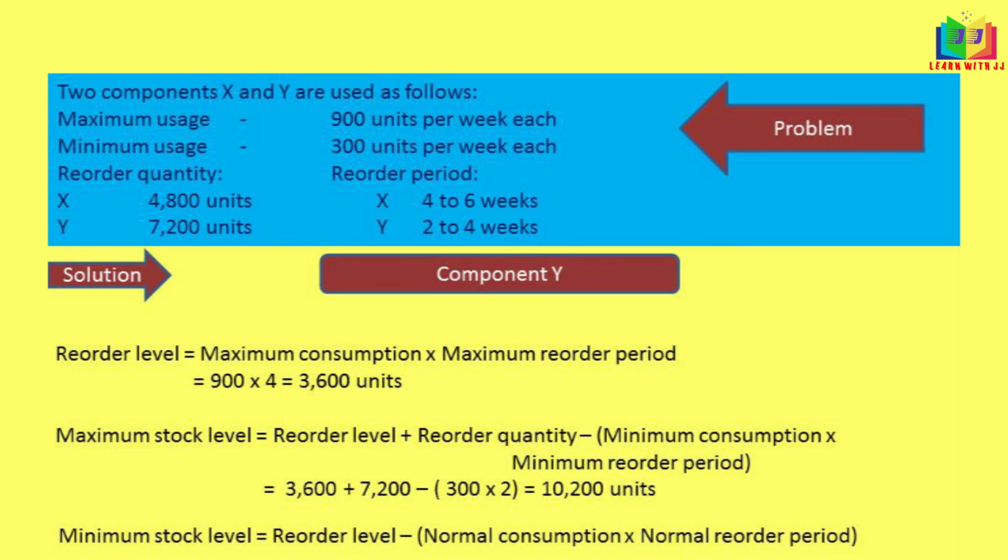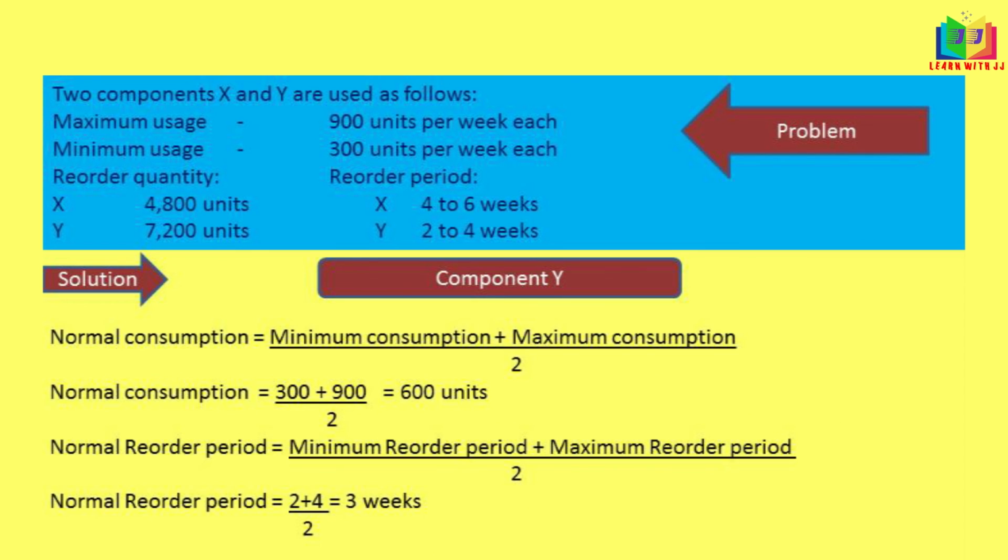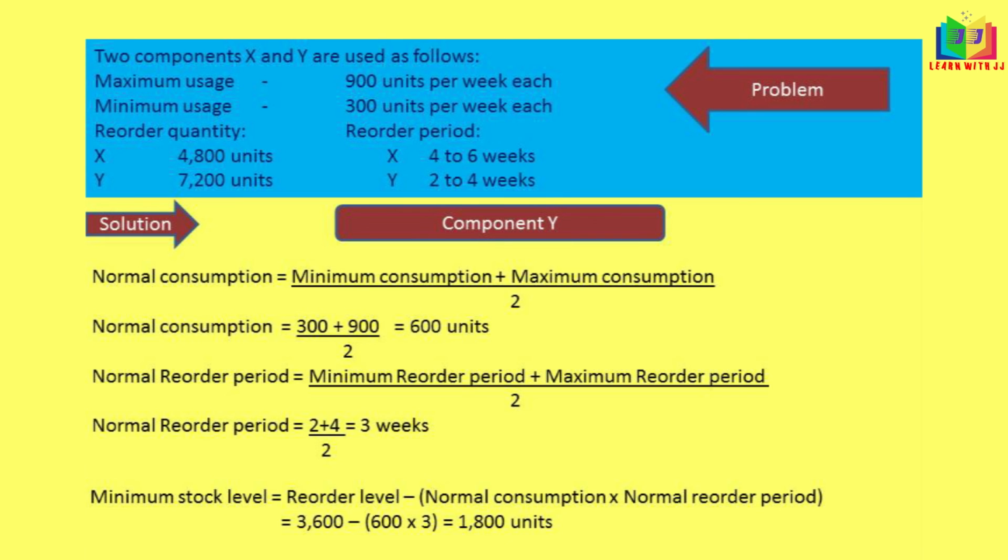And the next one is minimum stock level. For this, we need to find the normal consumption and normal reorder period. The formula for normal consumption is again minimum consumption plus maximum consumption divided by 2. So we'll get the same 600 units here. And for normal reorder period, the minimum reorder period is 2 and the maximum reorder period is 4. So we'll get 3 weeks. We'll apply this in the minimum stock level formula. So we'll get 1800 units. That is the minimum stock level.